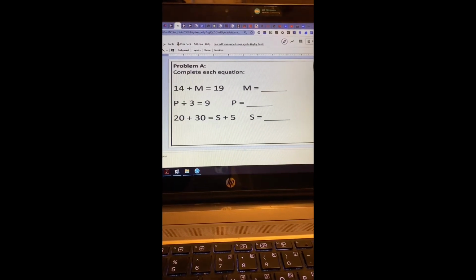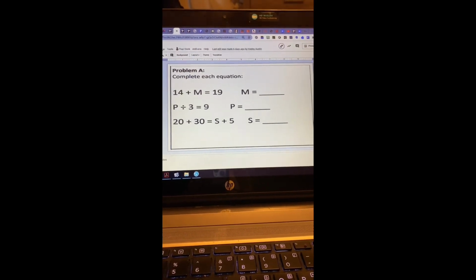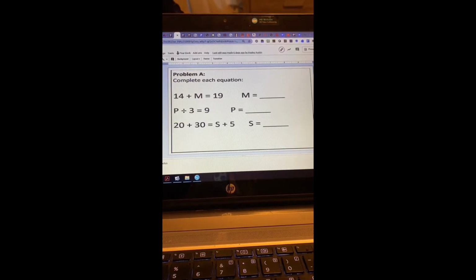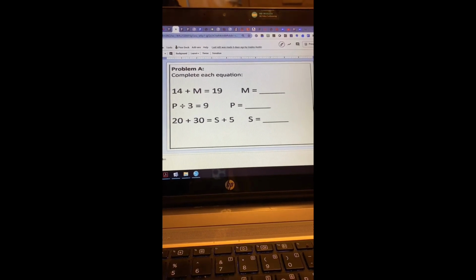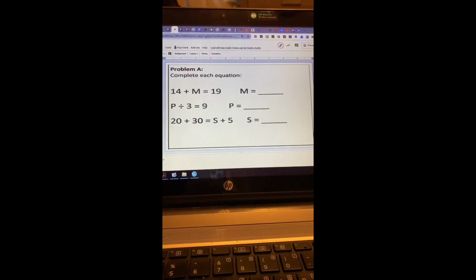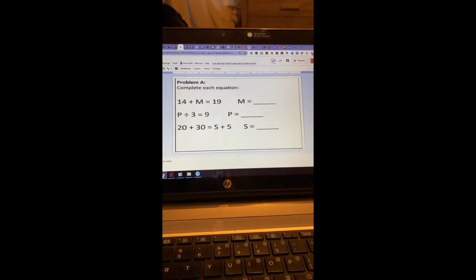All right. Complete each equation. So you will have today a problem similar to this on your practice. 14 plus m equals 19. So you need to figure out what m is.